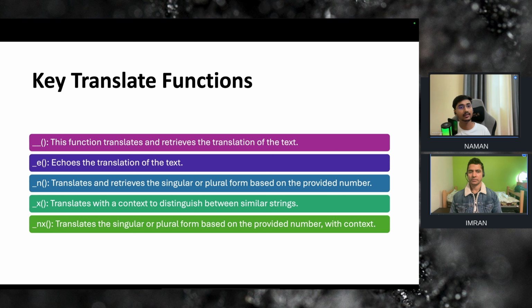And then the last function is nx, right? So this basically combines two functions, the ones that we have already seen, underscore n and underscore x. So if you want to translate some strings which have two forms, a singular and plural, but you also want to give context with it, then you can use this particular function. We'll see the implementation of a few functions, so it will be much easier for you to visualize and learn more about it.